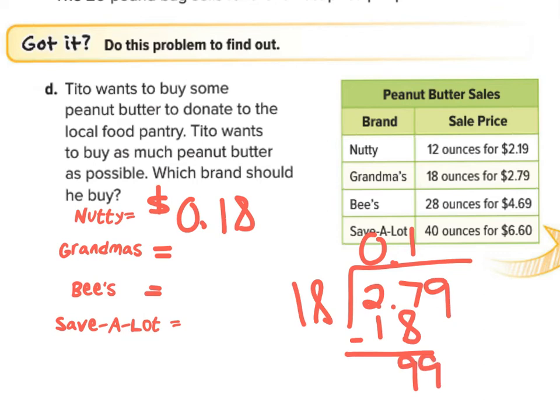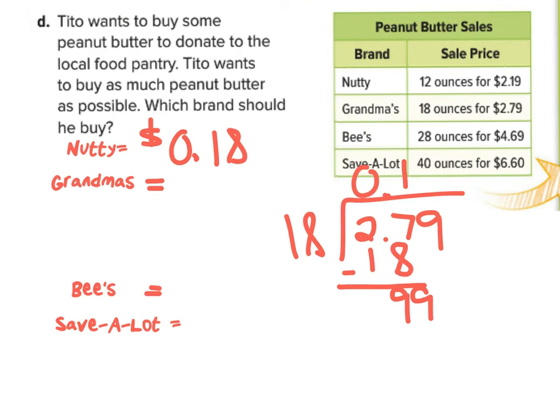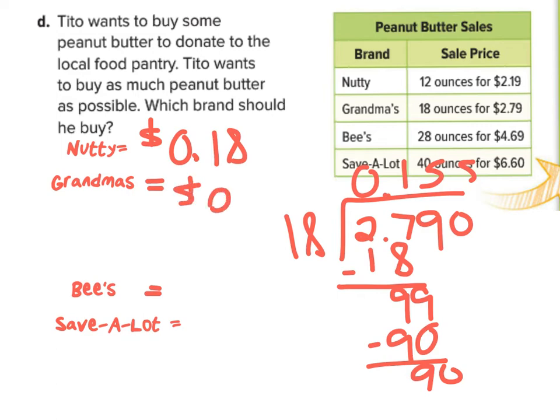And 18 into 99, I would multiply it by 5. So 18 times 5 is 90, right? And I have another 9 left. And now I have to bring down a 0, and again it's another 5. 18 times 5 again. So it's 15 cents and 5 in a thousandth. If we want, we can round that up to 16 cents. So we can see already that Grandma's is cheaper than Nutty.